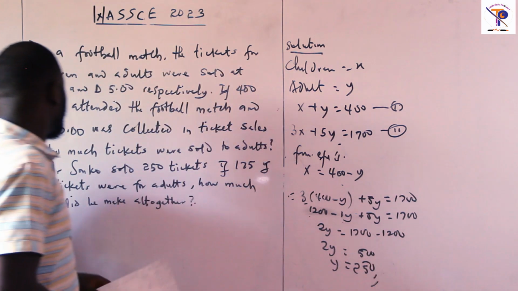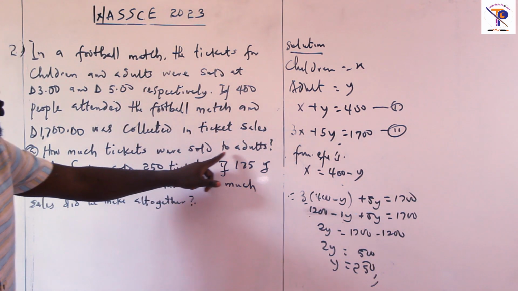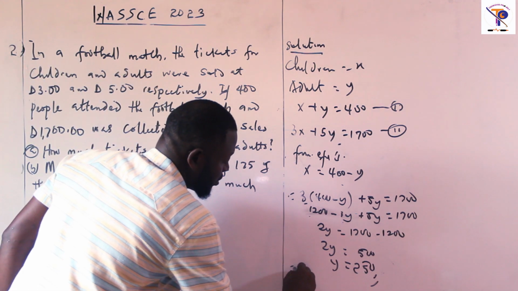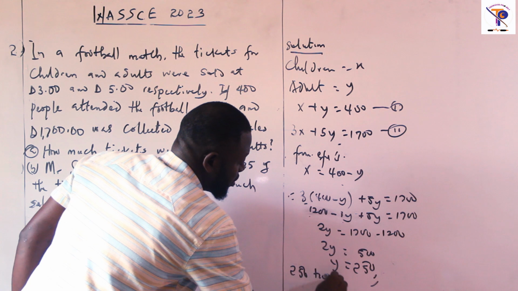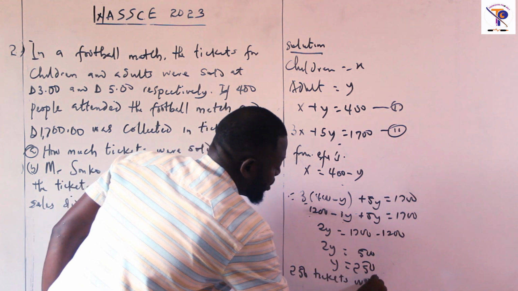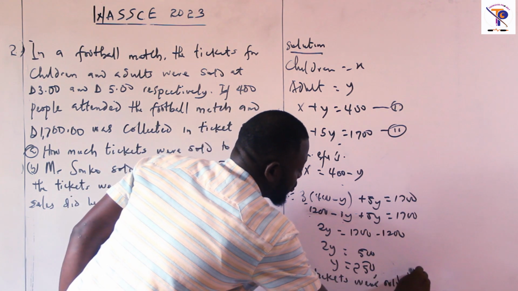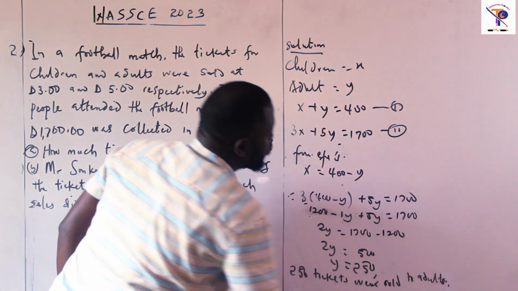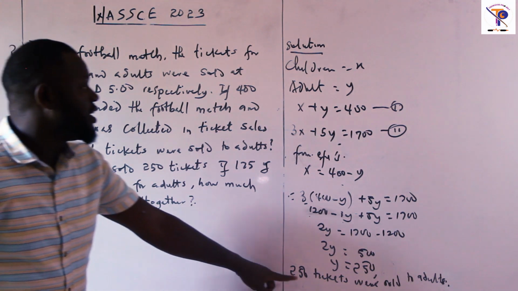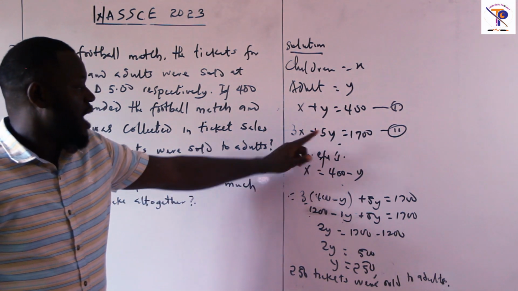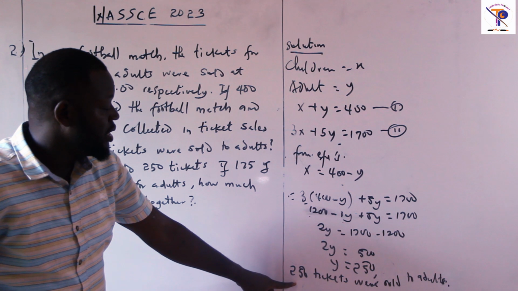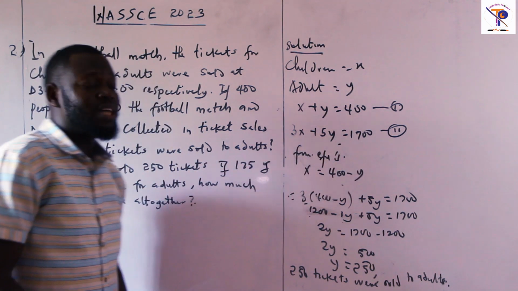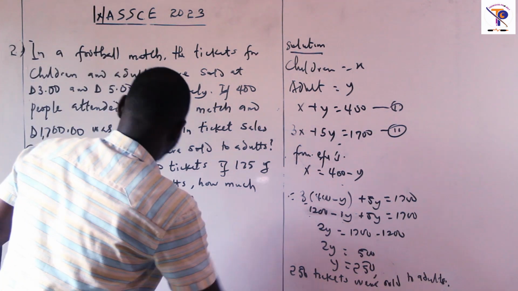So the question asks us to find how many tickets were sold to adults. So I'll say 250 tickets were sold to adults. So it is 250 at 5 naira each, and the other one, which will be 150 at 3 naira each, that gives us the total of 1,700. That is the first question.